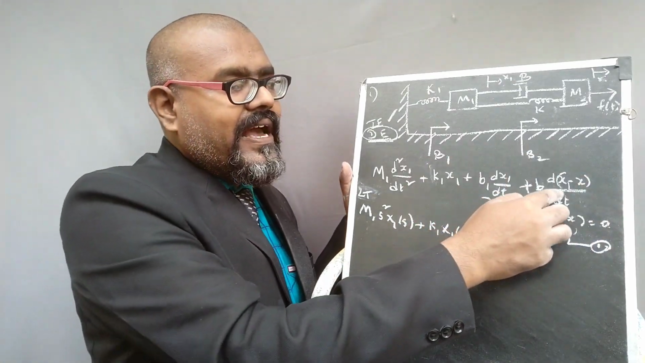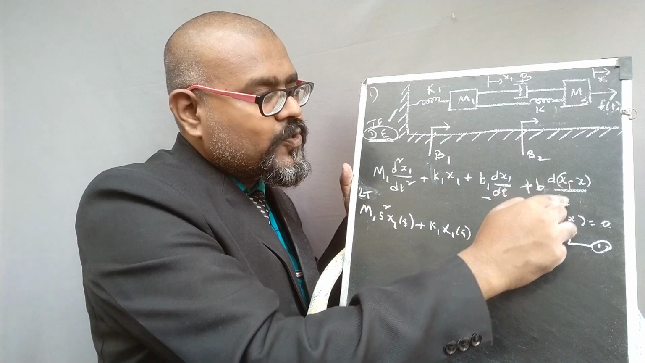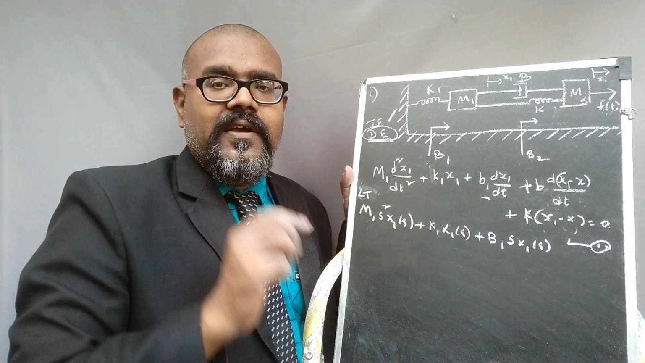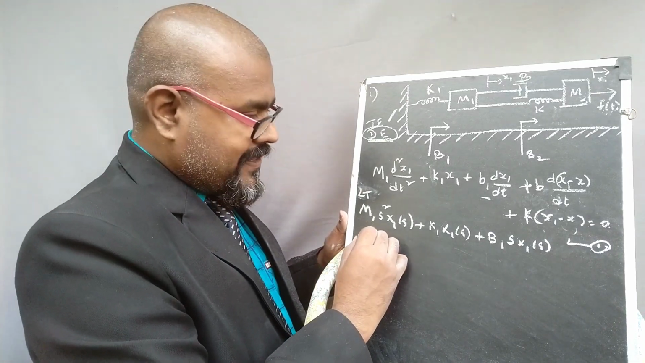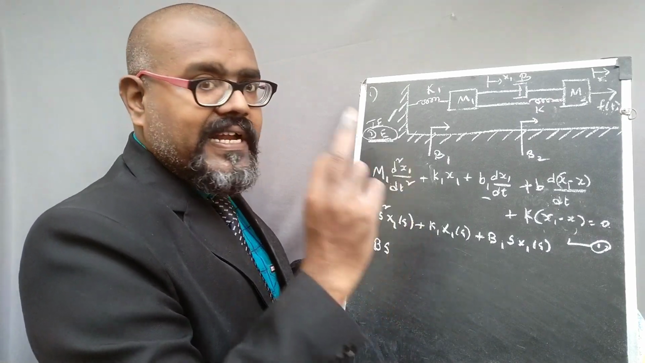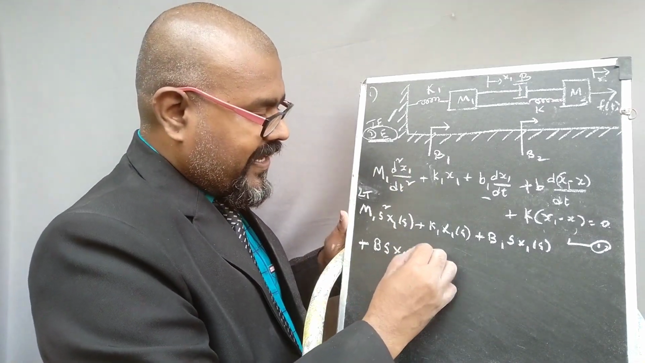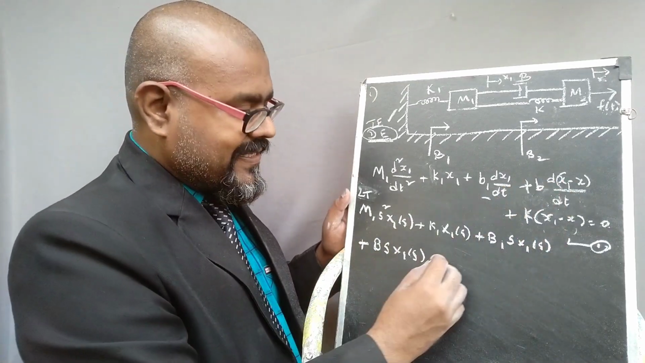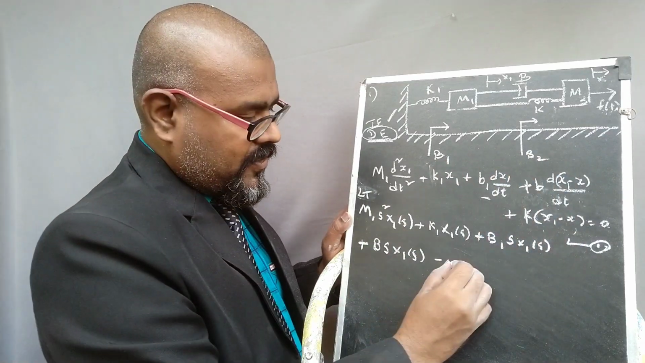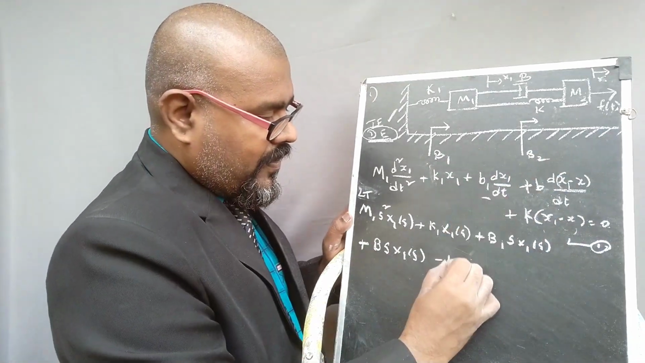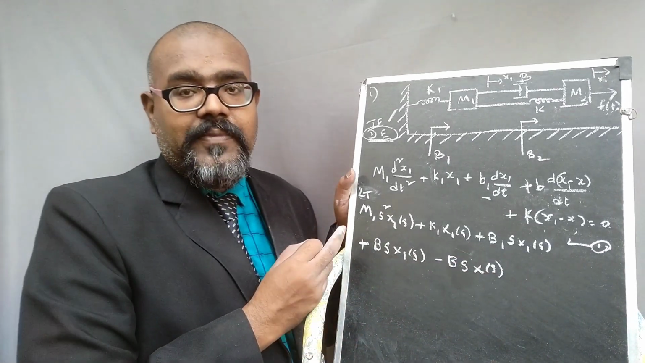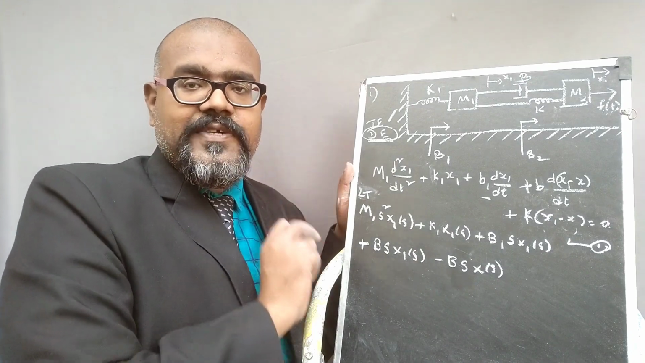Then this term has two displacements. Please remember, B into dx1 by dt is one displacement, then minus dx by dt is another displacement. So plus B into S into X1 of S, because for a single derivative we put S. Then of course we have the minus sign. Most important, don't forget the minus sign here, because inside it is minus X. So B into S into X of S. The suffix 1 is very important, because that is the variation we need to give between X and X1 of S.